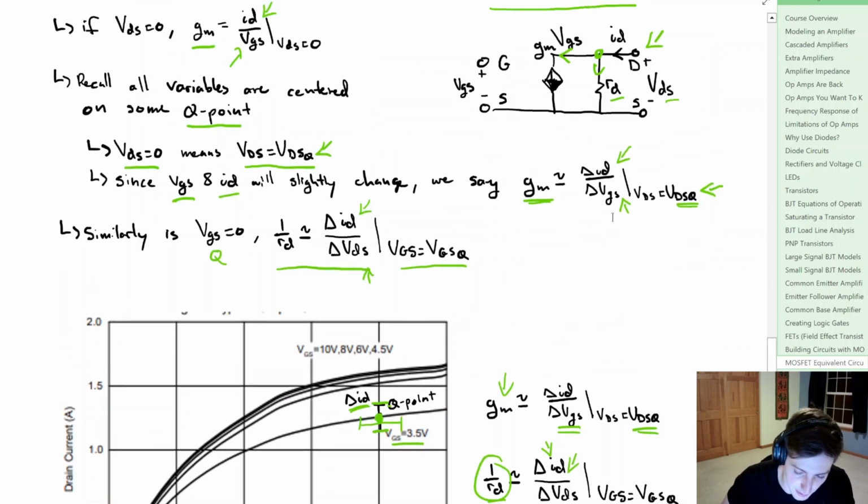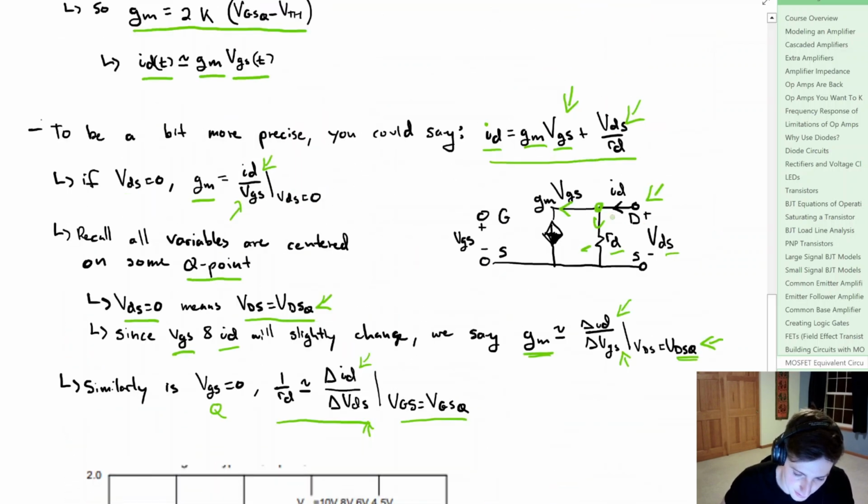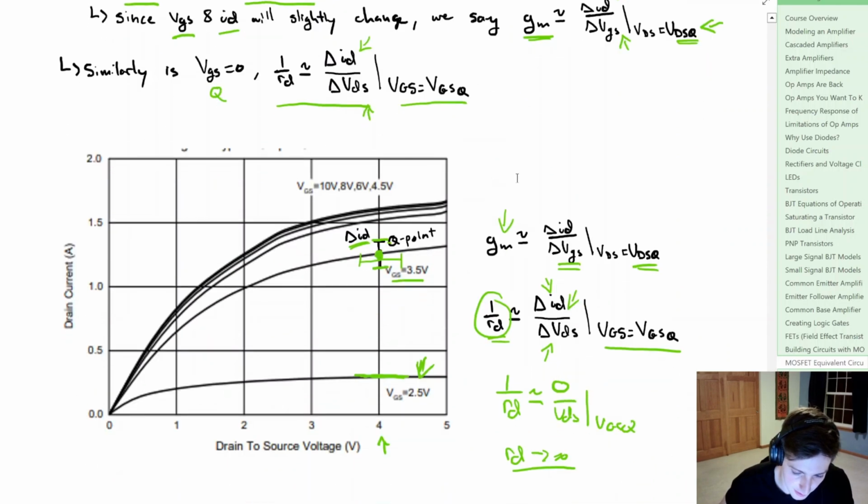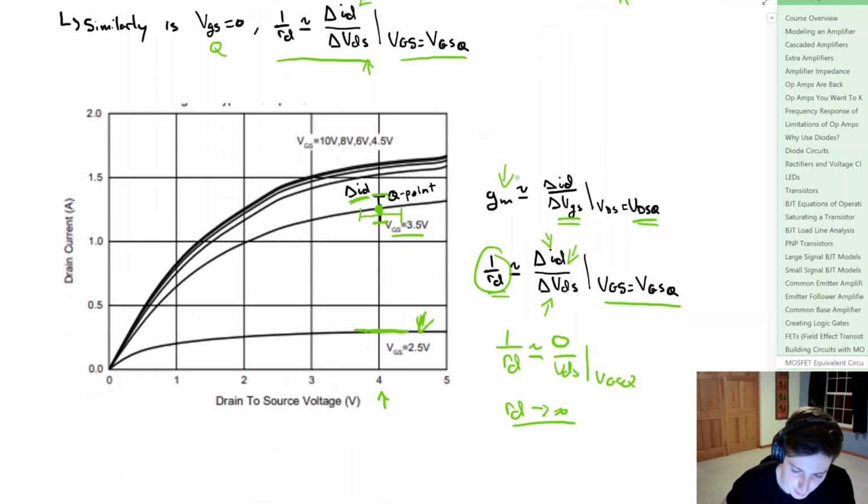Now if we scroll back up here, if this r_d tends towards infinity, it acts like an open circuit and it can be ignored. So now we can simplify this model if we have the ideal settings. But nevertheless, that's how we define these parameters.